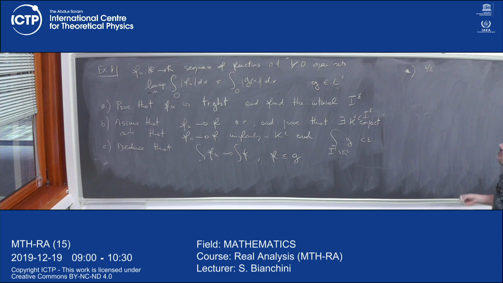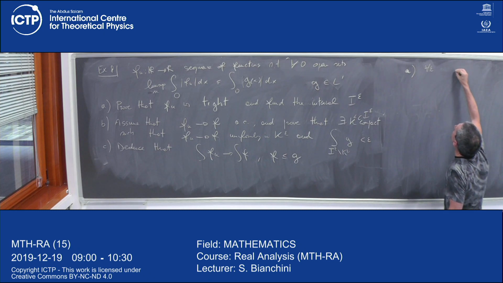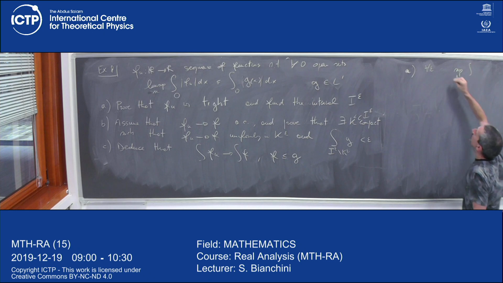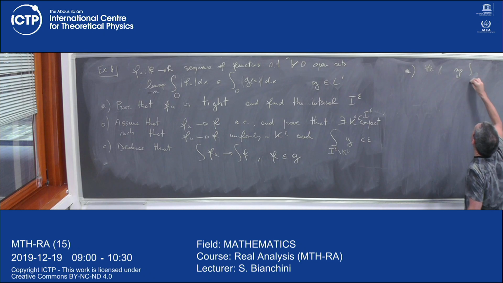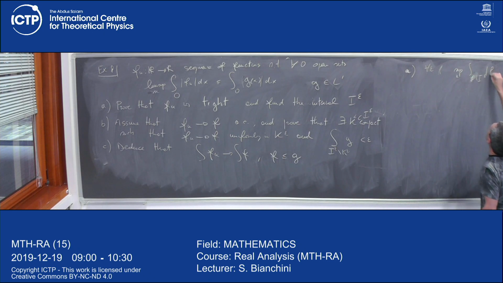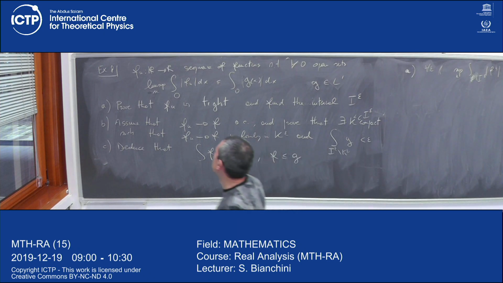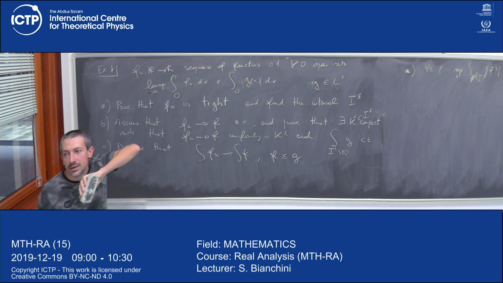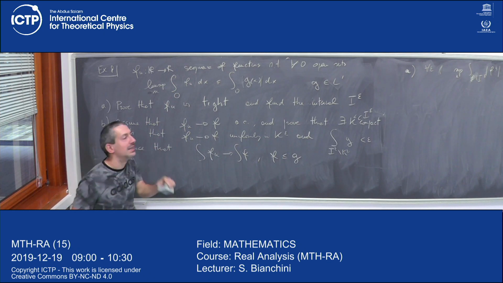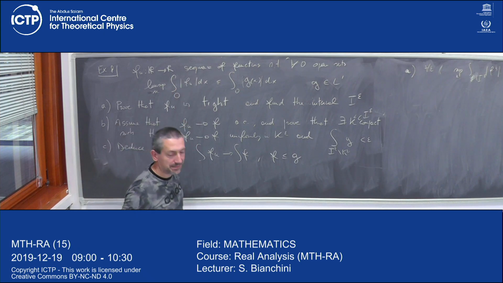So for all epsilon, I want to find the I epsilon such that the integral over R minus I epsilon of Fn is less than G, less than epsilon. Okay, so this is what I want. How to find this I epsilon? First question, can I remove here the absolute value? Yes, I can. Why do we get this guy?